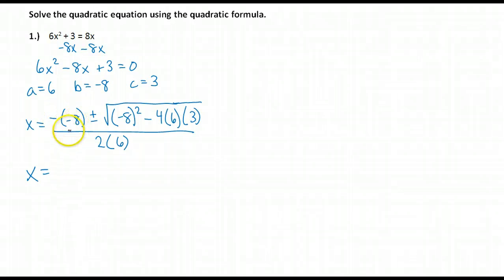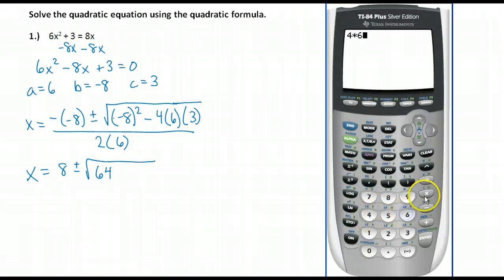A negative negative 8 is positive 8, plus or minus the square root of negative 8 squared is going to be positive 64. This number squared should always be positive. Whether it's a negative number or a positive number, any number squared, unless it's imaginary, is positive. Now here I have 4 times 6 times 3. 4 times 6 times 3 is 72.